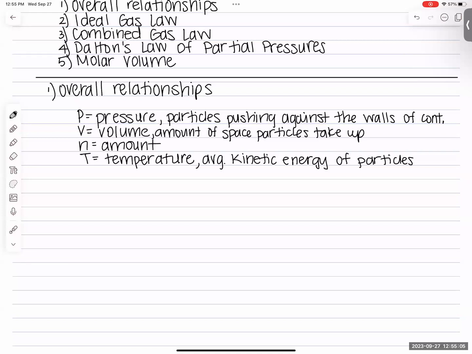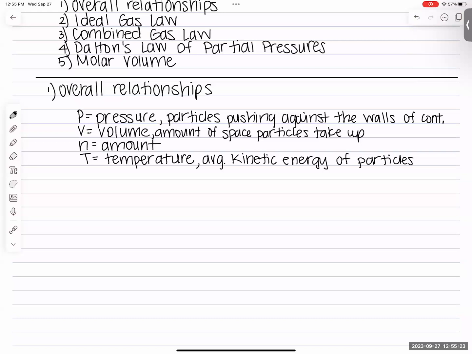How much do the particles push against the walls of the container? That's pressure. What is the space the particles are taking up? That's volume. What's the amount of particles we have in there? That is going to be N. And then the temperature is the average kinetic energy of the particles.